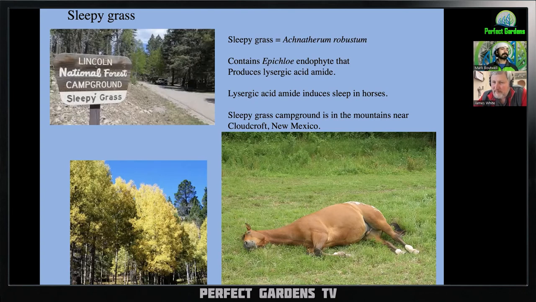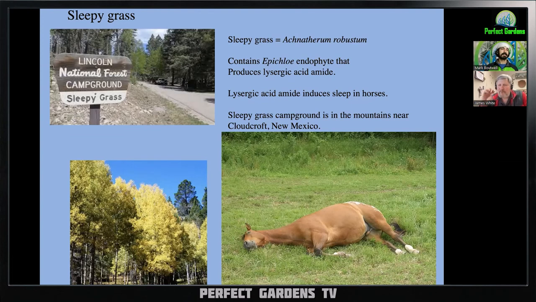It didn't kill the animal, but it makes them sleep. Sleepy grass. In Sleepy Grass Campground. So a fungus will put the animal asleep. It produces lysergic acid amide, a derivative, a chemical that you could, of course, use to produce LSD, right? Lysergic acid diethylamide is LSD. So this is one of the variants of LSD, right? It's one of the natural variants, but it makes an animal sleep.